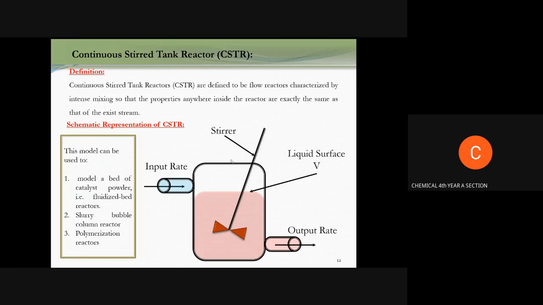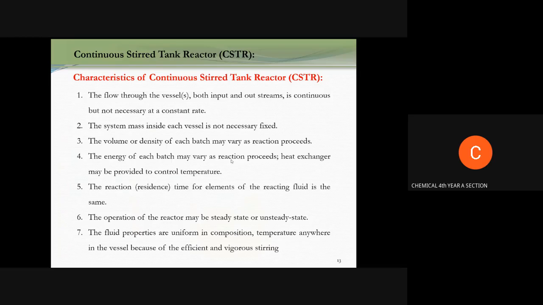Simply, the input and output terms are added to the tank reactor. This model can also be used for a wet catalytic powder fluidized bed reactor, slurry bubble column reactor, and polymerization reactions. Like the batch reactors, there are some characteristics for continuous stirred tank reactors. What are these? I am going to explain them.